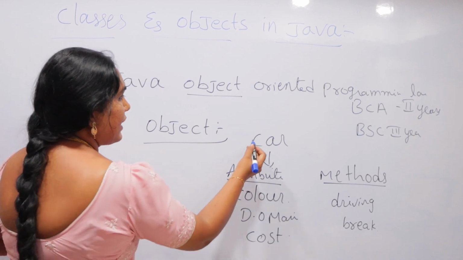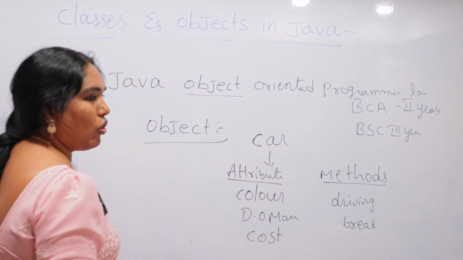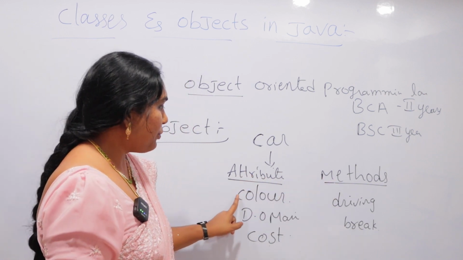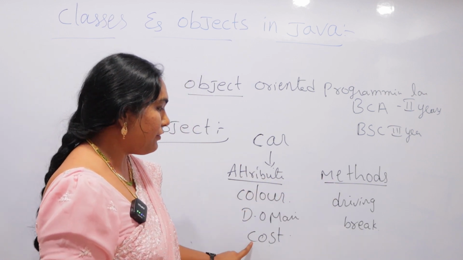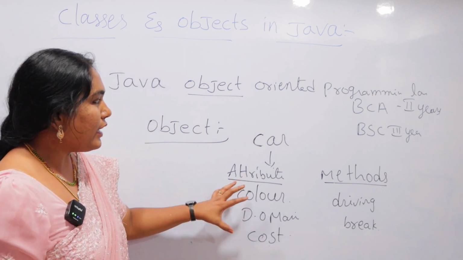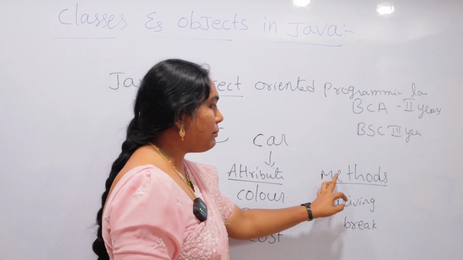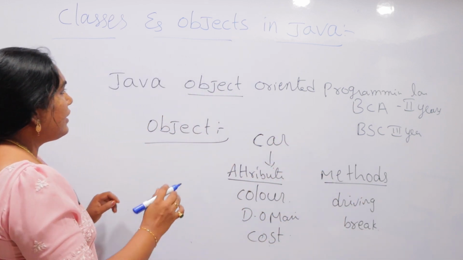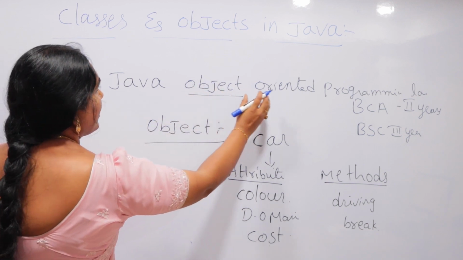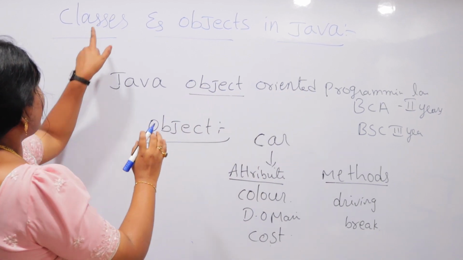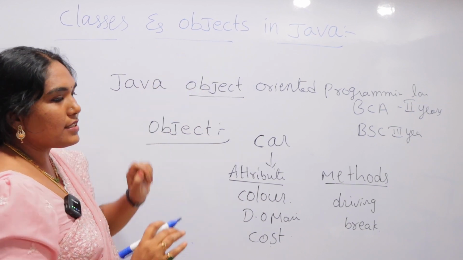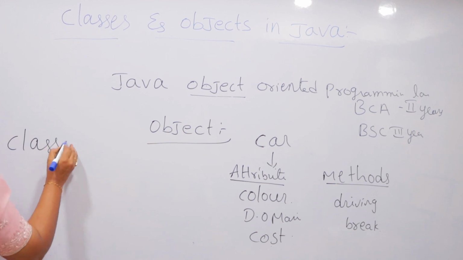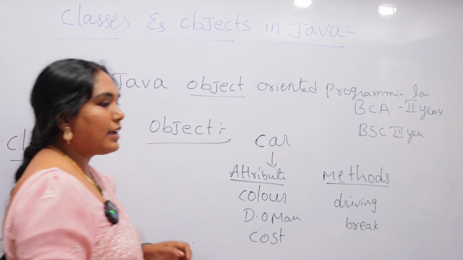Okay. Now in the example I gave, the car is an object. The object has attributes and methods. Attributes means the car color, date of manufacturing, cost, which describe the car. And method is nothing but the function of the object. Now come to the point of the object-oriented programming language. In that, classes and objects, I am going to explain. First, how to create the class.